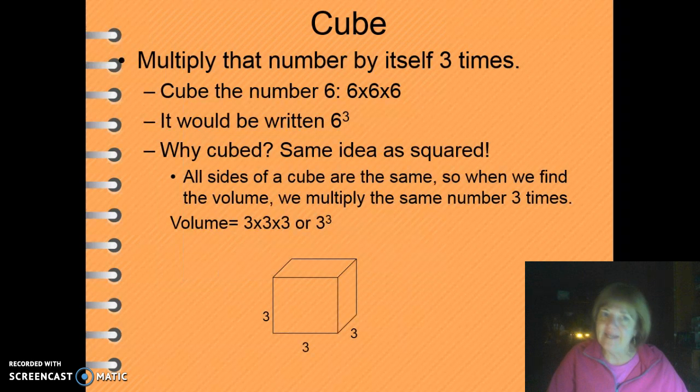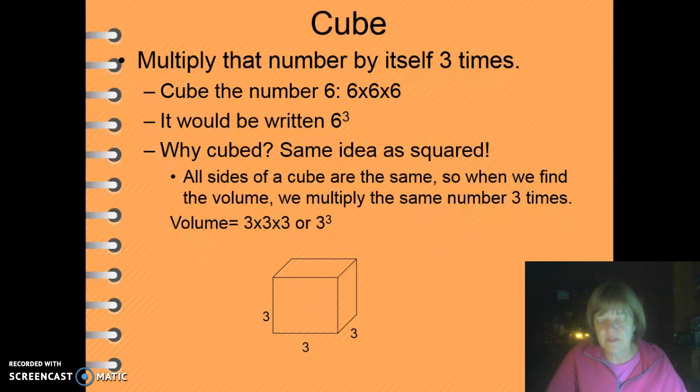Let's talk about cubing. We're going to multiply a number by itself 3 times. That's finding the cube. And of course it would be written with the little 3 there, okay? So why do we call it a cube? Well, same thing as a square. All sides of the cube are the same. So when we find the volume, we're actually multiplying the same number 3 times, which gives us 3 cubed. And I didn't write what the whole volume is, but 3 times 3 is 9. 9 times 3 is 27. So the volume of that cube is 27.